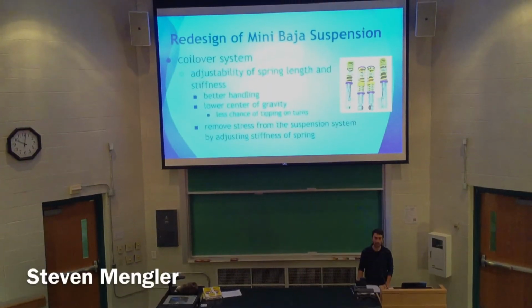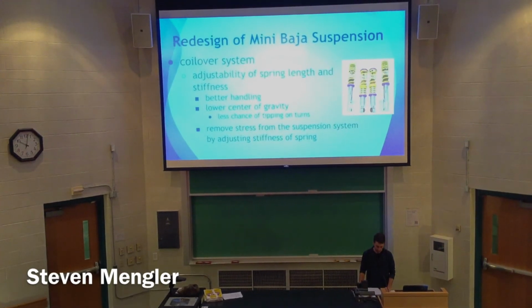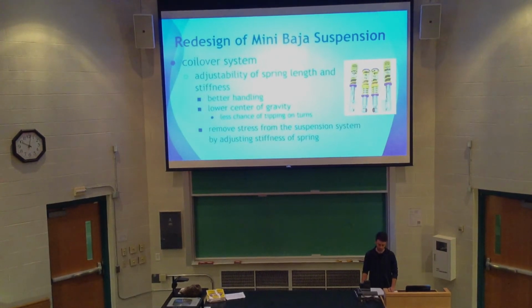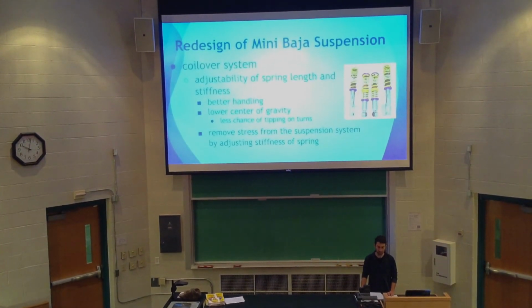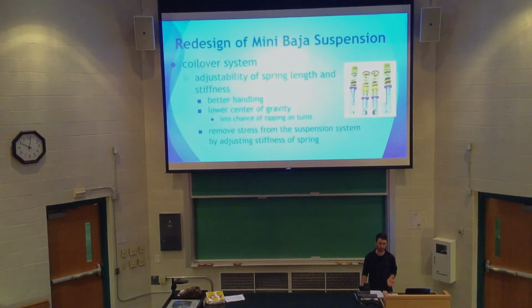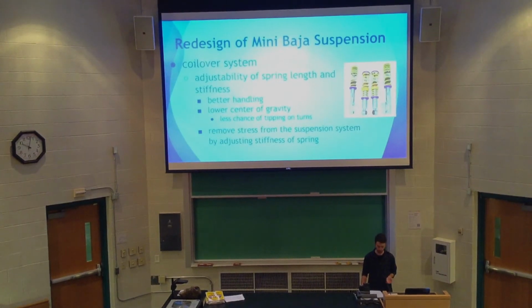For the redesign of the mini Baja suspension system, we decided to do a coilover system. The nice thing about the coilover system is its adjustability. You can adjust the spring length and how stiff it is. This means better handling. It means a lower center of gravity if you decide to lower the springs, which gives you less chance of tipping. It also removes stress from the suspension system by adjusting the stiffness of the spring. But the problem is it's more expensive than just lowering the springs. Coilovers cost about $1,500 compared to lowering springs, which is about $200.